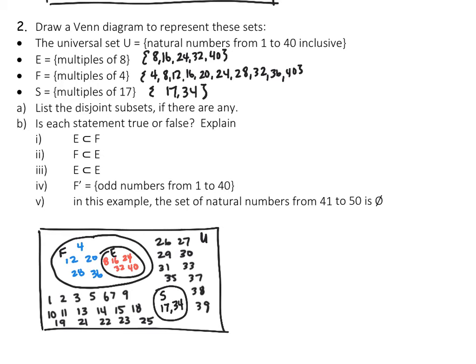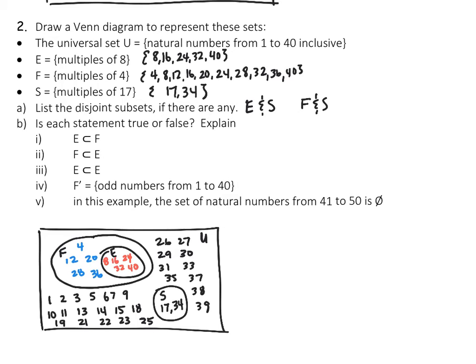so we've got our Venn diagram. Then it says to list the disjoint sets if there are any. So the ones that are disjoint, meaning they have no elements in common. So E and S are disjoint. So are F and S. There's nothing in common there.